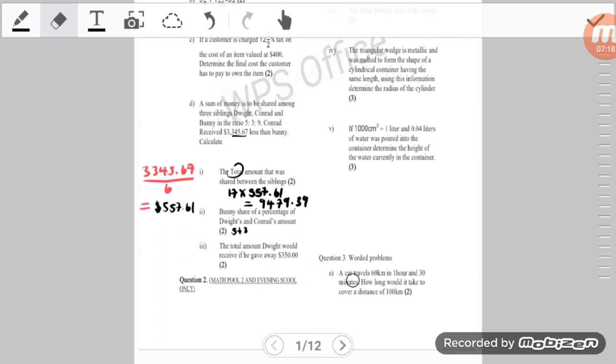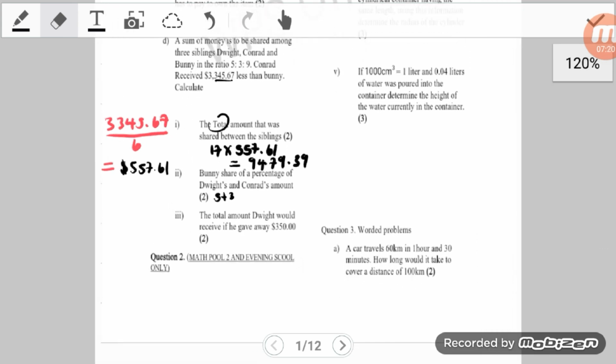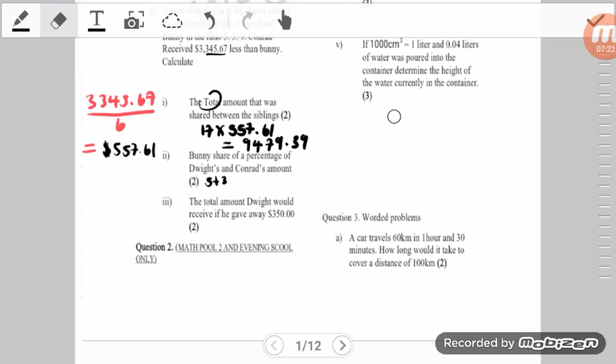A car, I think I should be able to do this question in this section here. So let's go. A car travels 60 kilometers in 1 hour and 30 minutes. How long would it take for the car to cover a distance of 100 kilometers? And this is clearly an example that requires the direct proportional skills.